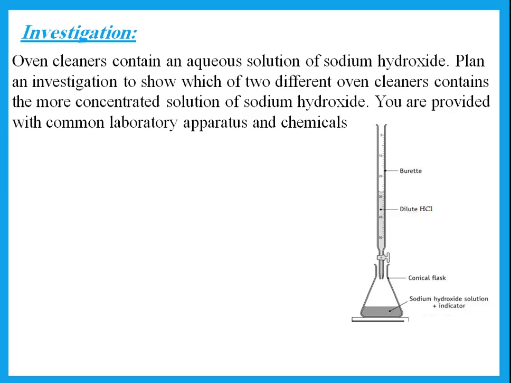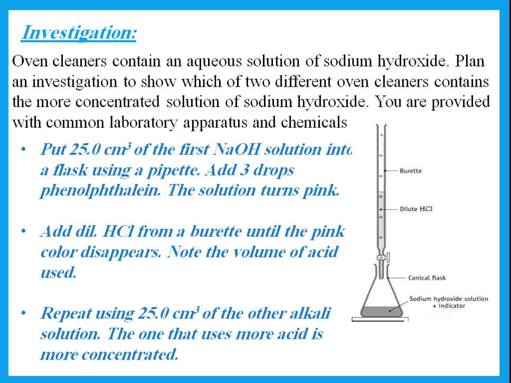So what are we going to do? We have sodium hydroxide solutions, 2 different sodium hydroxide solutions. So we're going to use the first one, for example, do titration, and then the second one, do titration and determine which of them needs more acid, right? So how do we explain that? So how do we do titration? We said we put 25 centimeter cubed of the first sodium hydroxide solution into a flask using a pipette. Add 3 drops phenolphthalein, the solution turns pink.